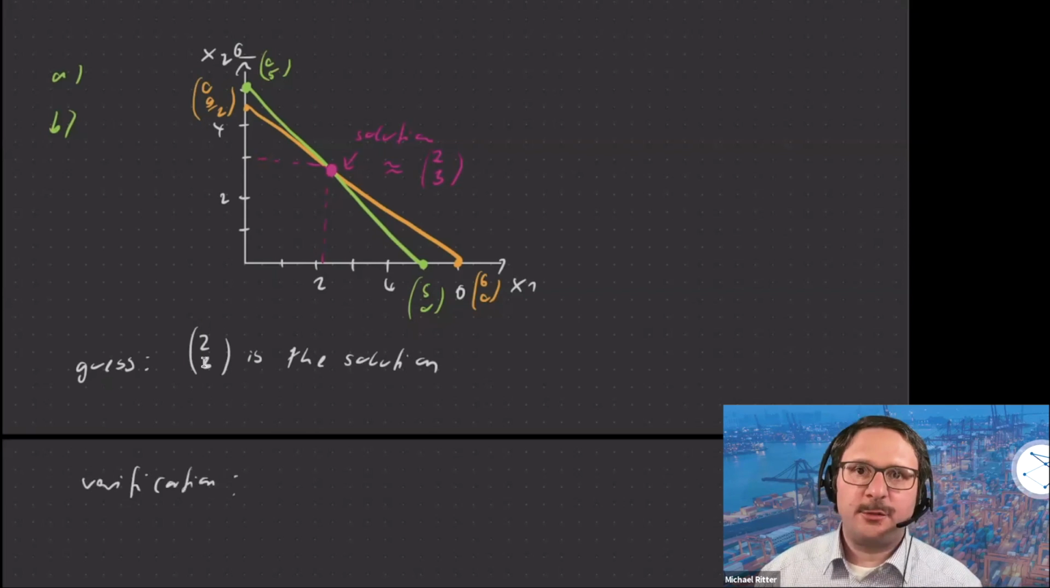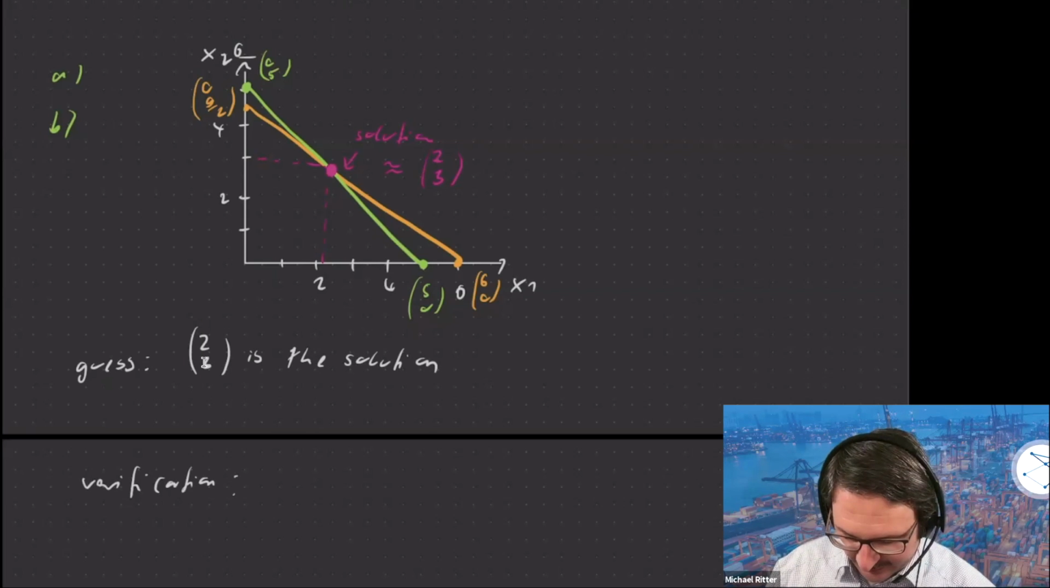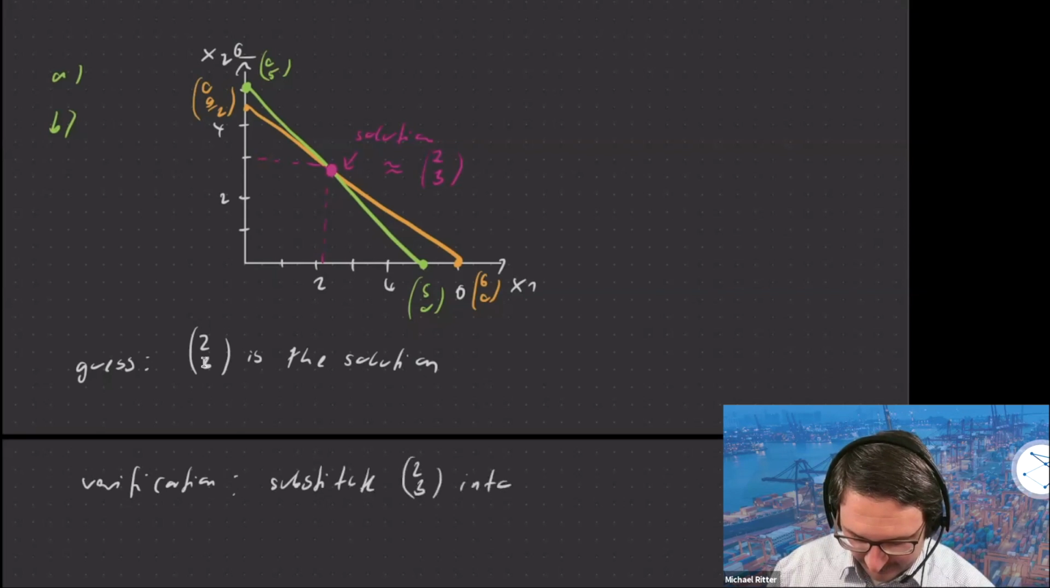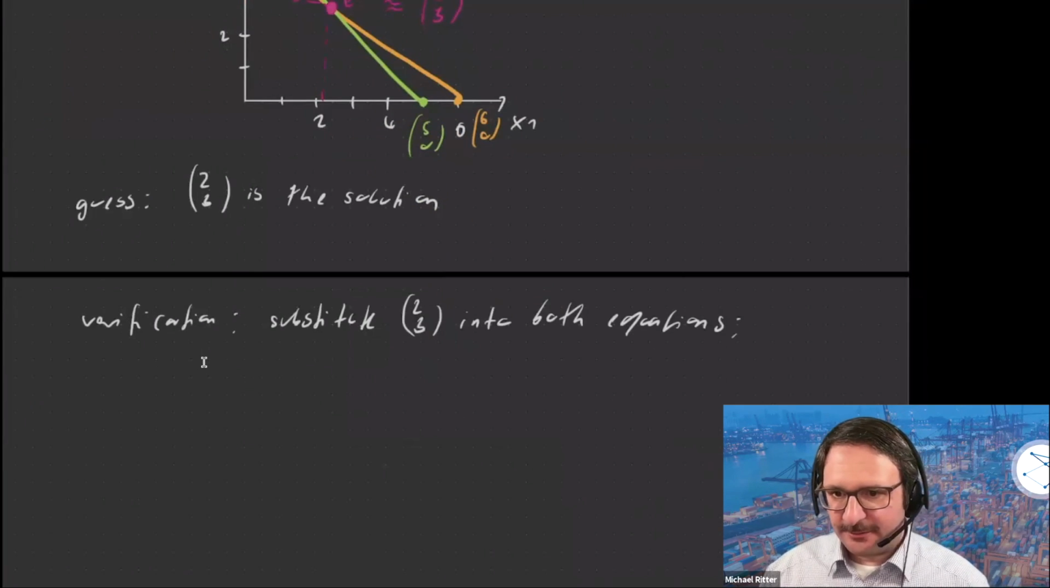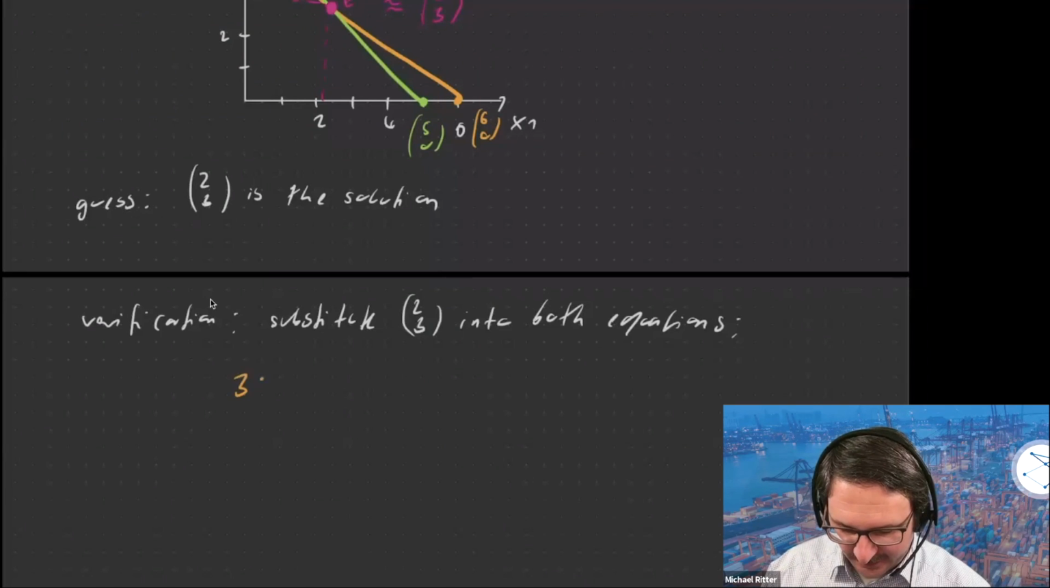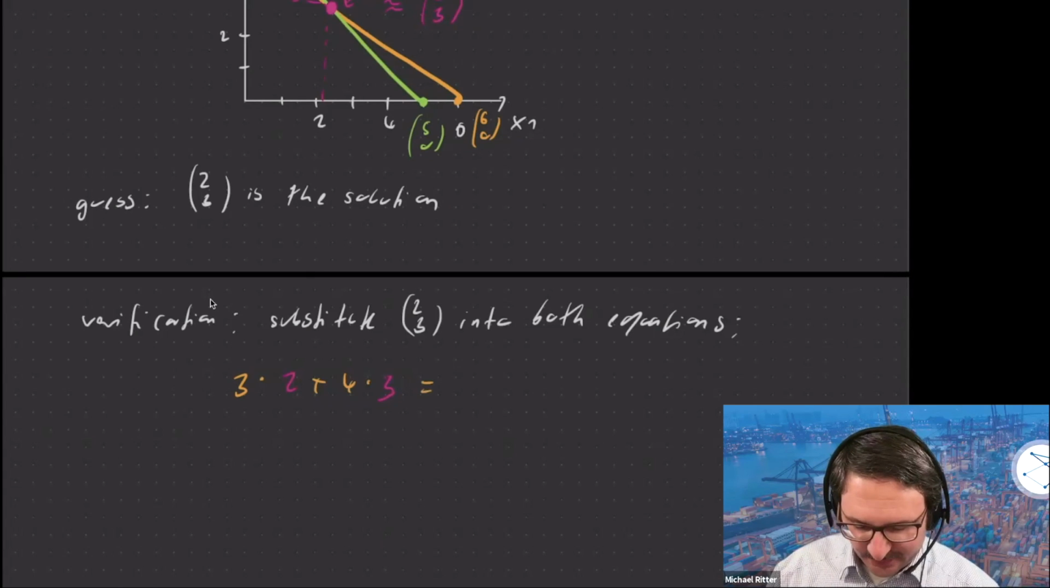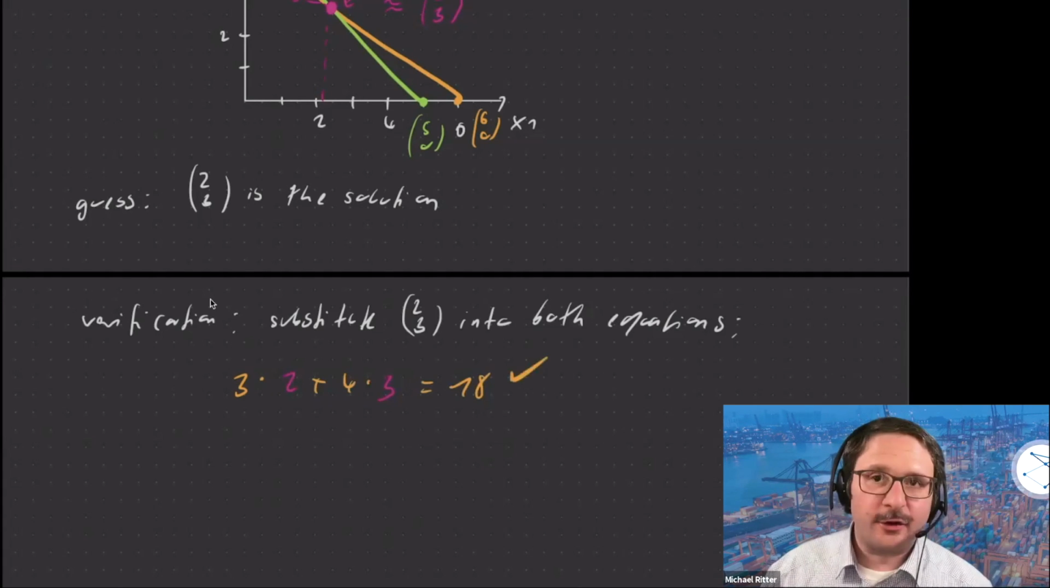And to do that, we just substitute the point 2, 3 into both equations and see whether they are both satisfied. So for the orange equation, that means we have 3 times 2 plus 4 times 3. And that is, well, 3 times 2 is 6, and 4 times 3 is 12. So that's 6 plus 12, that's 18. And in fact, 18 is the correct right-hand side.